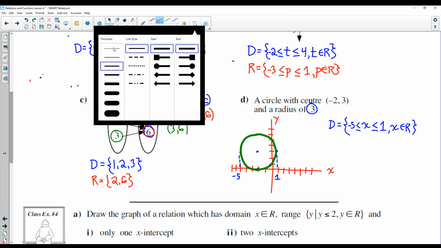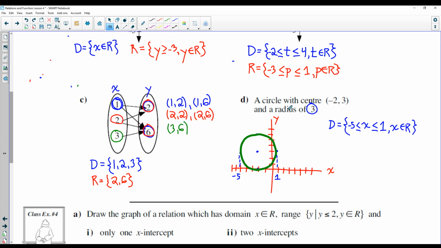Okay, how about the range? So the range is all possible y values. So I'd look at your smallest y value you could have, which would be at the bottom of the circle here. Your y value would be equal to 0. Therefore, I'd write down range would be equal to y must be greater than or equal to the bottom of the circle in terms of y values, so greater than or equal to 0.